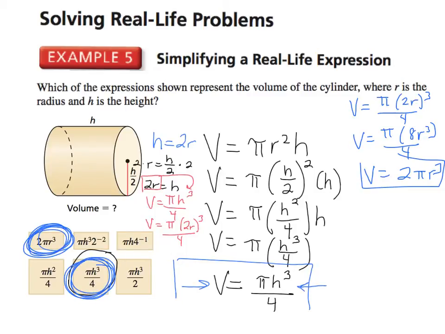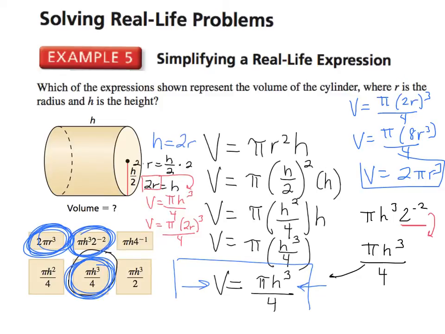So now we go to the next one. The next one, pi h to the 3rd, 2 to the negative 2. Oh, we have a red flag going up. I can't have 2 to the negative 2. So where does that go? It goes on the bottom. So that gives me pi h to the 3rd over 2 squared, which gives me 4. Oh, it's the same thing. That's also an acceptable answer.